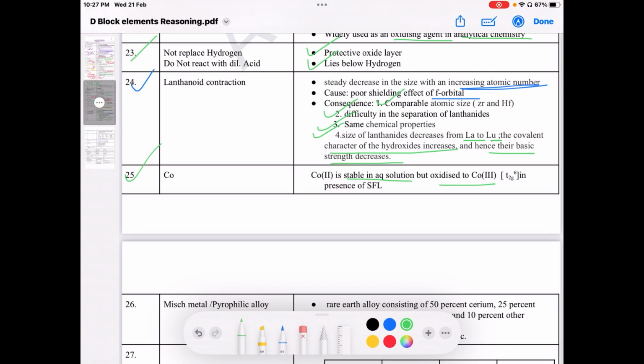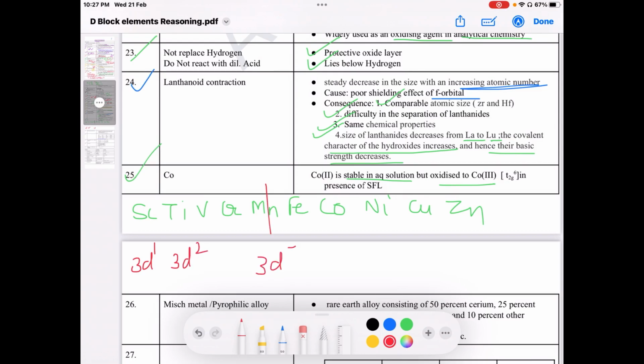Our series is scandium, titanium, vanadium, chromium, manganese, iron, cobalt, nickel, copper, zinc. Scandium is 3d1, then 3d2, 3d3, 3d4, 3d5 is manganese. Cobalt is 3d7, and nickel is 3d8, then 3d9, which changes into 3d10 finally.